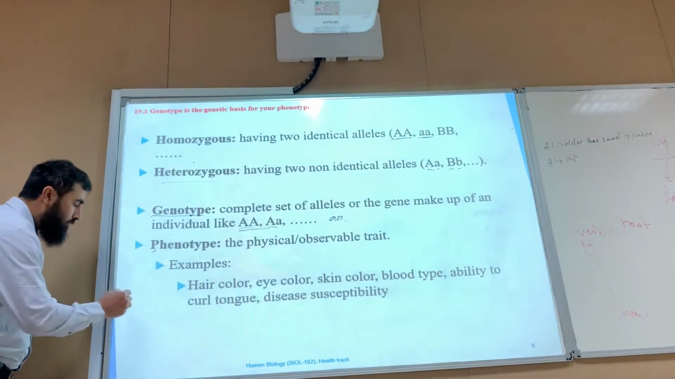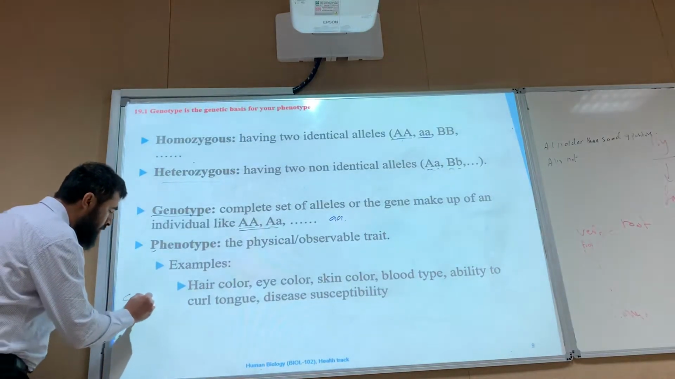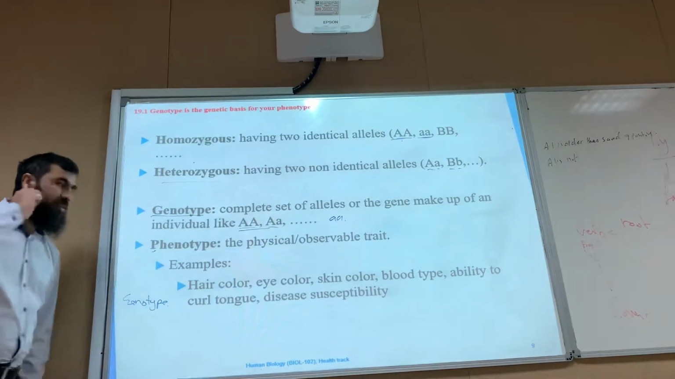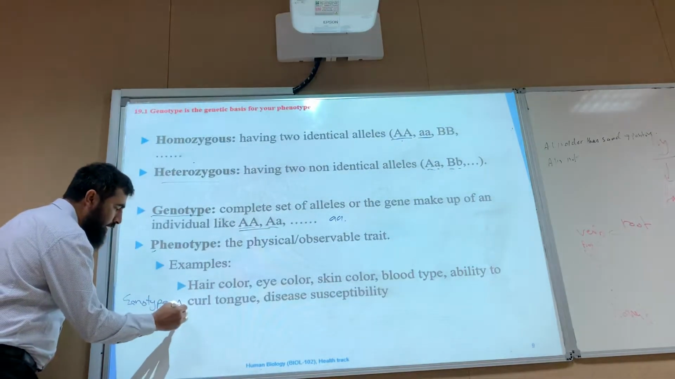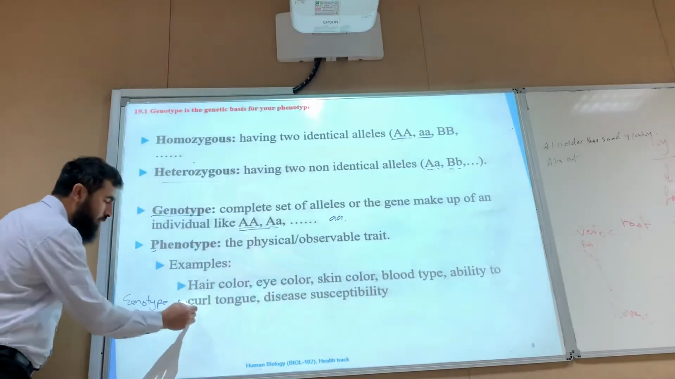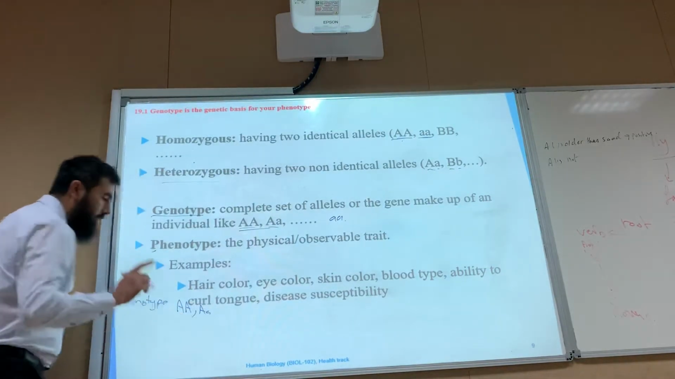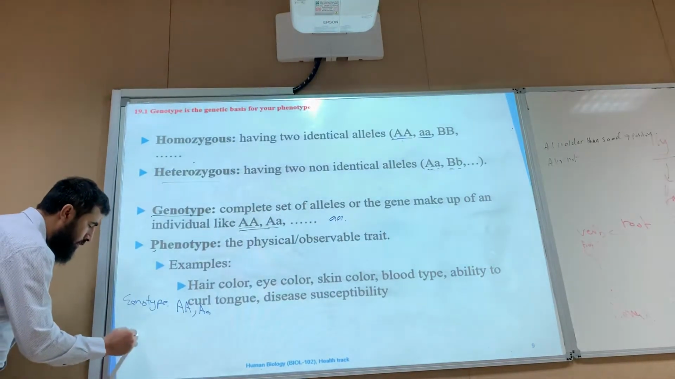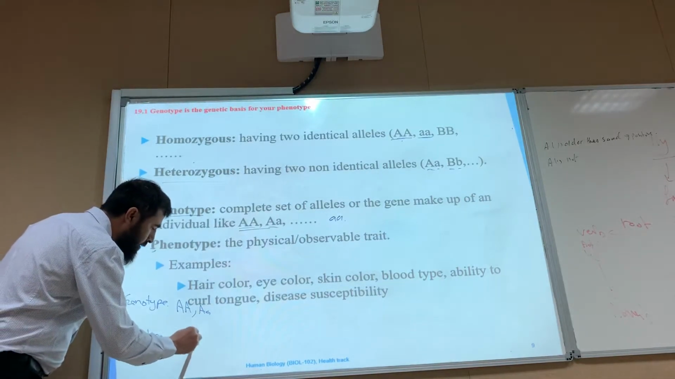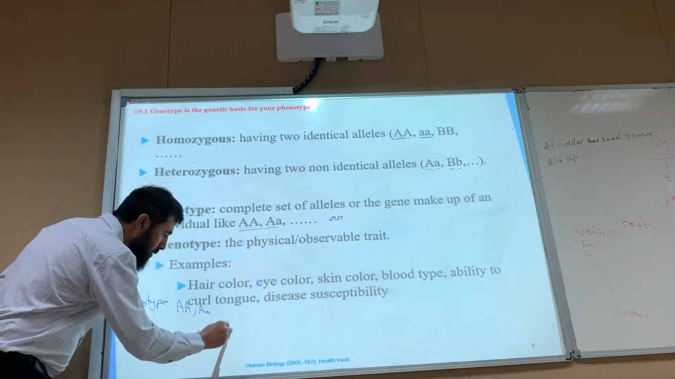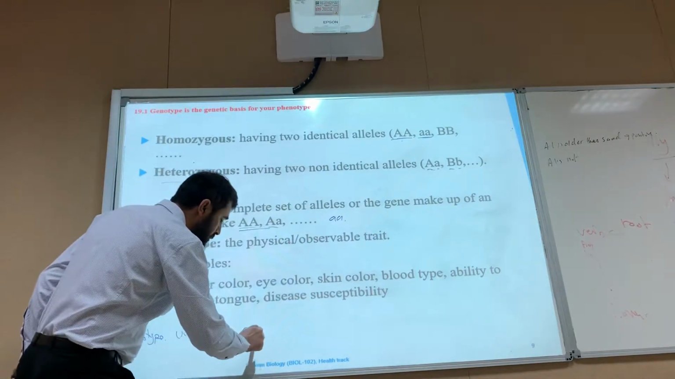So I'll tell you, my genotype for my unattached earlobes is capital A capital A, or it could be capital A small a. But the phenotype must be unattached earlobes.